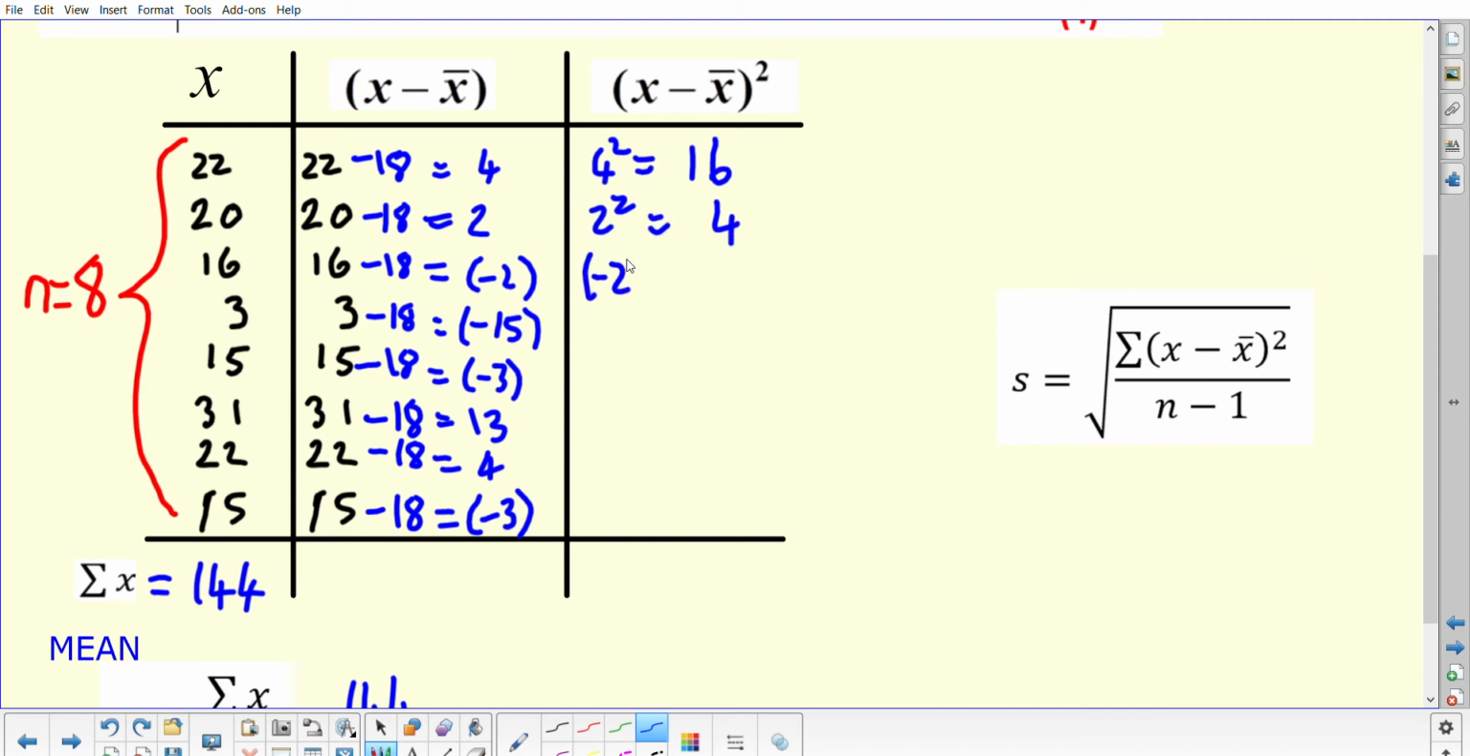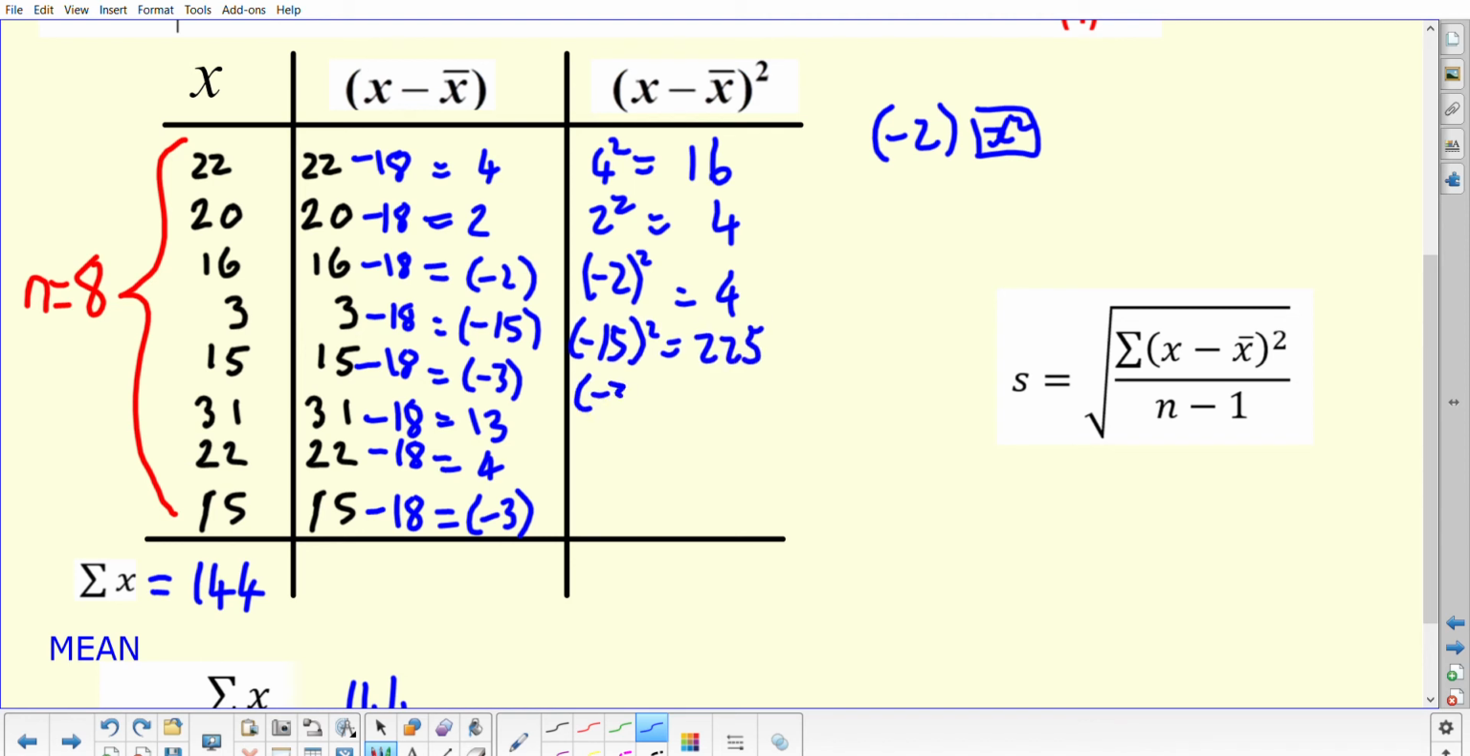When you are squaring negative 2 squared on the calculator, you must use brackets. Brackets, negative 2, close the bracket, then press the x squared key. When you do that on the calculator, you get positive 4, not negative 4. There shouldn't be any negative values in this last column. It should all be positive values.